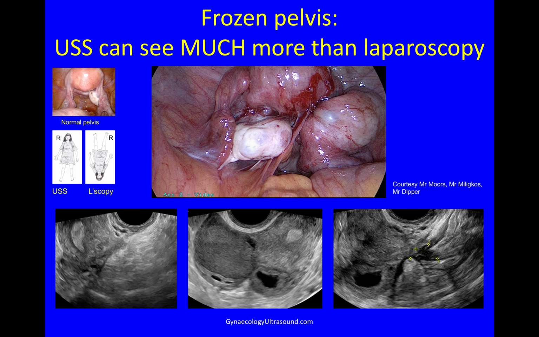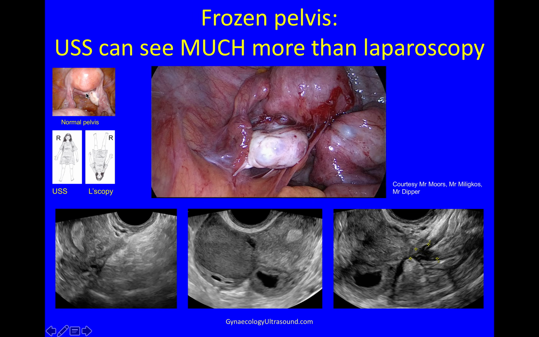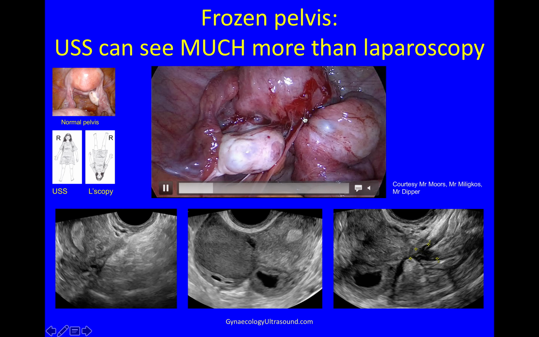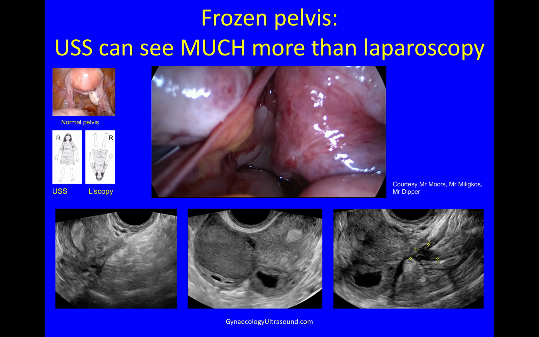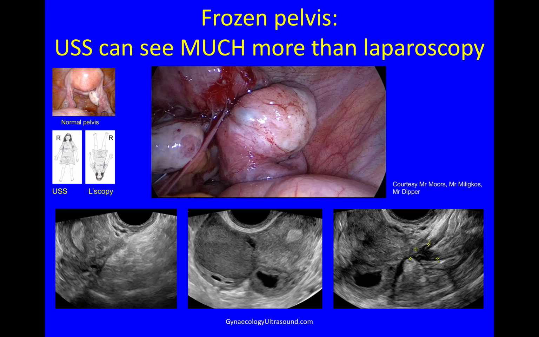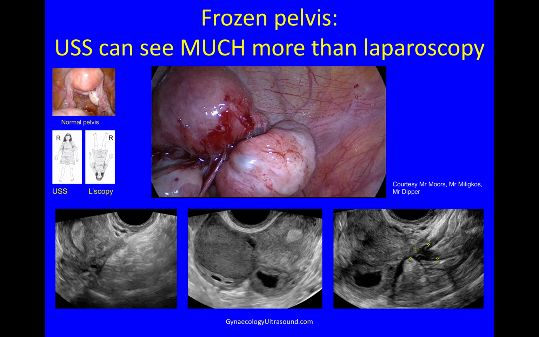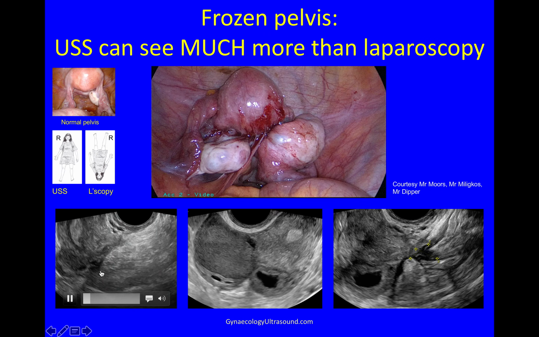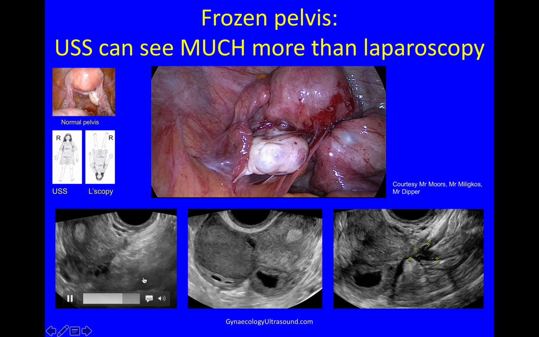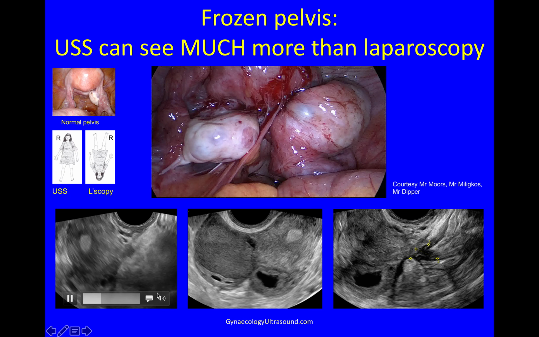And so you can see that on frozen pelvis, ultrasound can see so much more than a laparoscopy. Here we've got the back of a normal pelvis, a normal uterus, a normal torus and uterosacral ligaments. And here you can see a frozen pelvis where everything is glued together. And views of the pouch of Douglas are very challenging. You can't really see what's going on down there. Whereas on ultrasound, we could see that the sliding sign was negative. The ovary, the uterus, and all the bowel behind are all attached to each other.